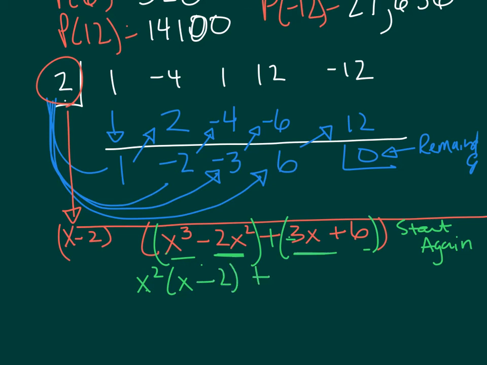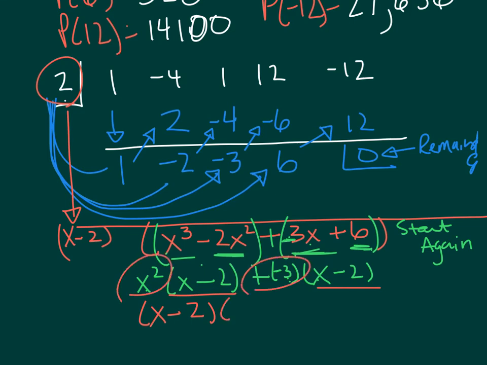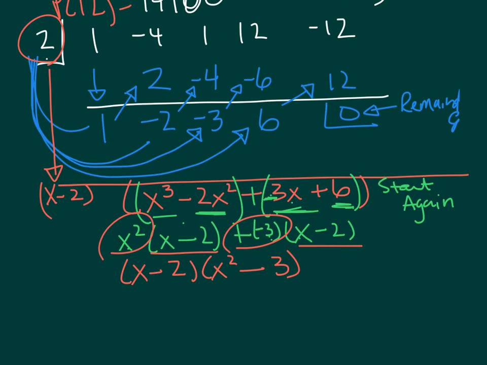Plus, looking at this, 3 goes into both of these terms. Since this is negative, I'm going to need to factor out a negative 3. So negative 3 times an x would give me a negative 3x, and a negative 3 times a negative 2 would give me a positive 6. So as you can see, we do have that GCF of x minus 2. And then our other factor is going to be x squared minus 3.